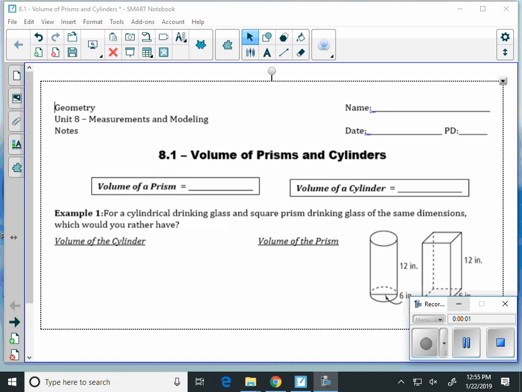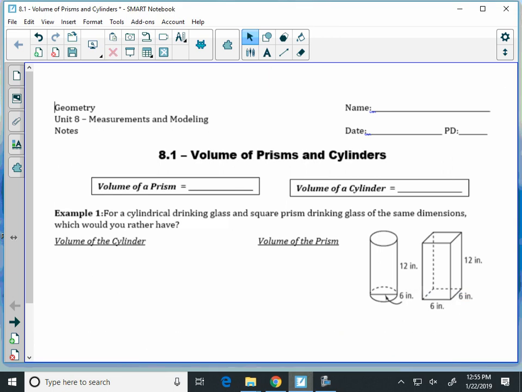Of prisms and cylinders. So I'm going to give you the formulas again. You do not have to memorize the formulas. You just have to be able to say, hey, this is this type of figure. I need to use this formula, and then be able to use the formula. Okay? So the first formula we're going to talk about is the volume of a prism.